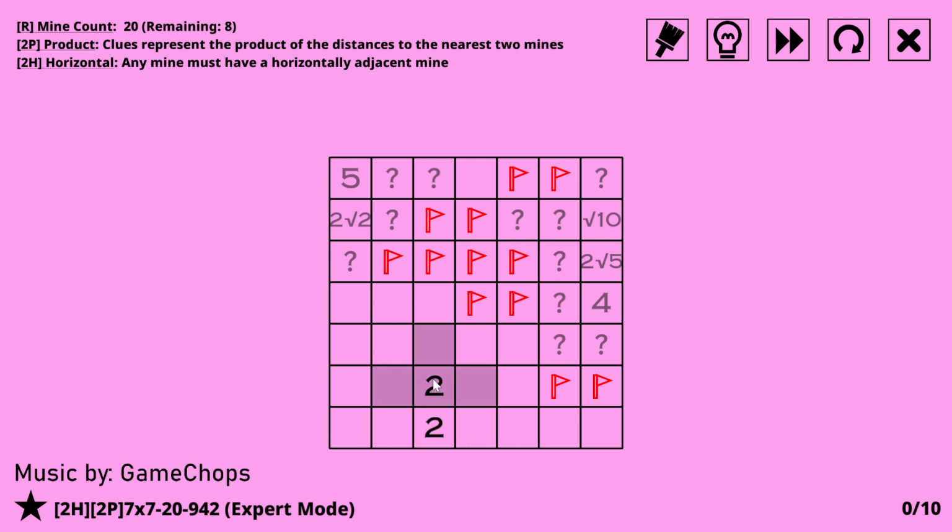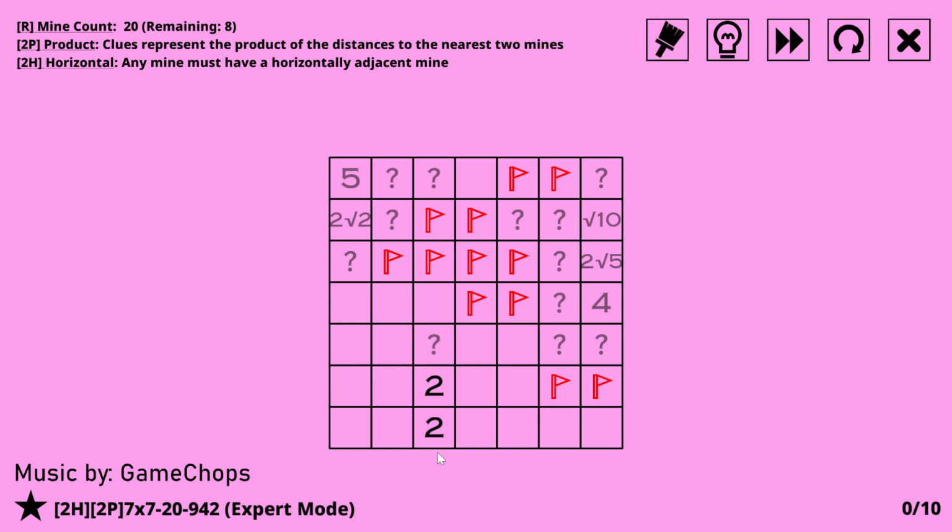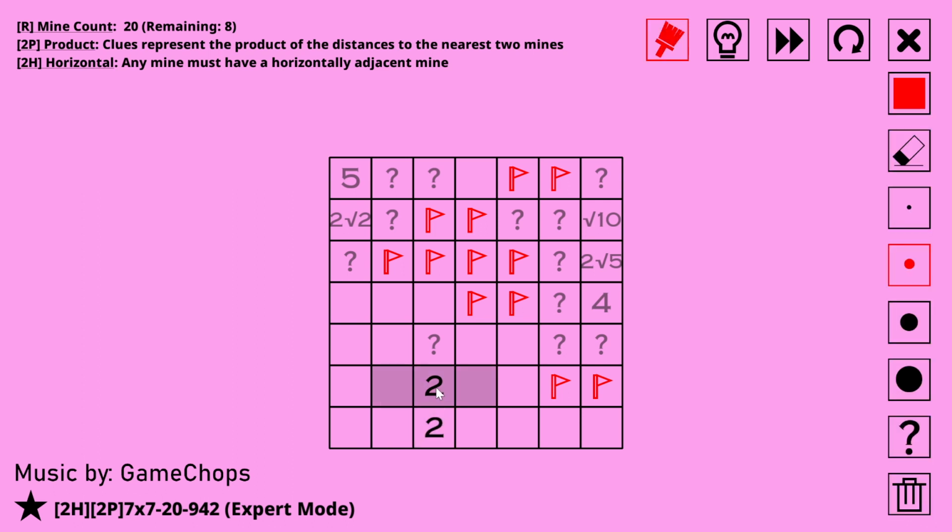Nice. This one looks fairly similar. Well, yeah, the same thing. If there was a mine here, we know those are both isolated because those are both root 2, which doesn't work. That will isolate this mine. So there you go. What now? Well, I guess... okay.